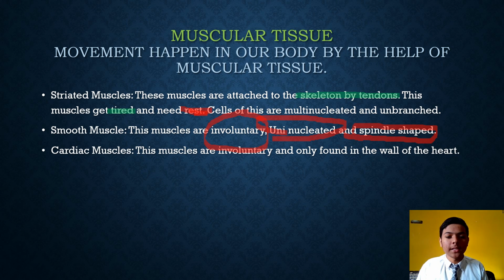Third type is cardiac muscles. These muscles are involuntary and only found in the wall of the heart.